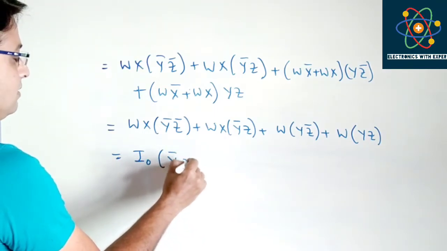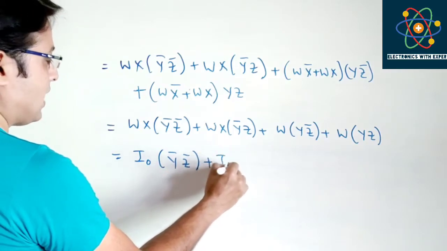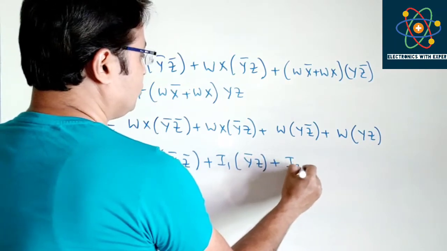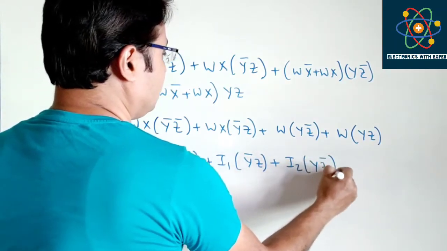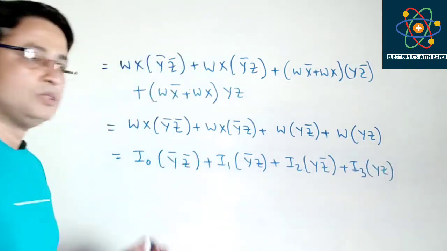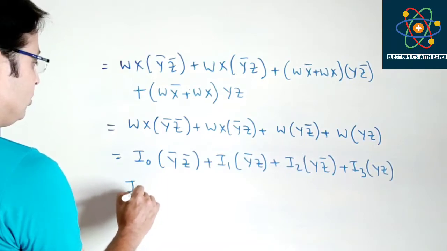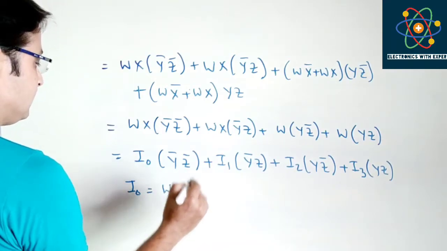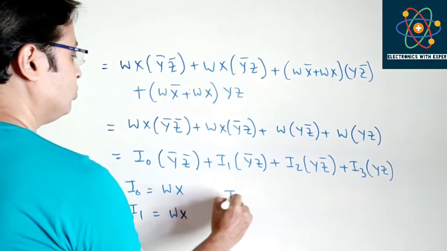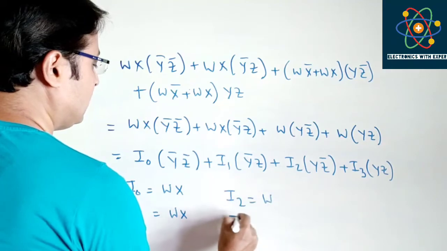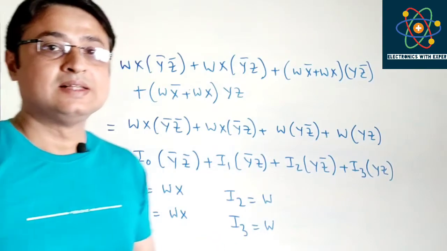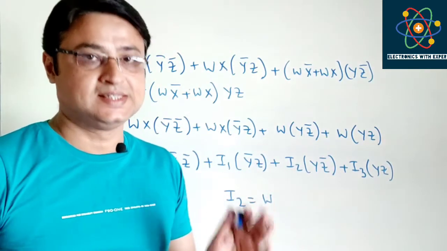Y bar Z bar, or I1 Y bar Z, this is I2 Y Z bar, and this is I3 Y Z. So here I0 is WX, I1 is again WX, I2 is W, and I3 is again W, keeping in mind that the select lines should be Y and Z.